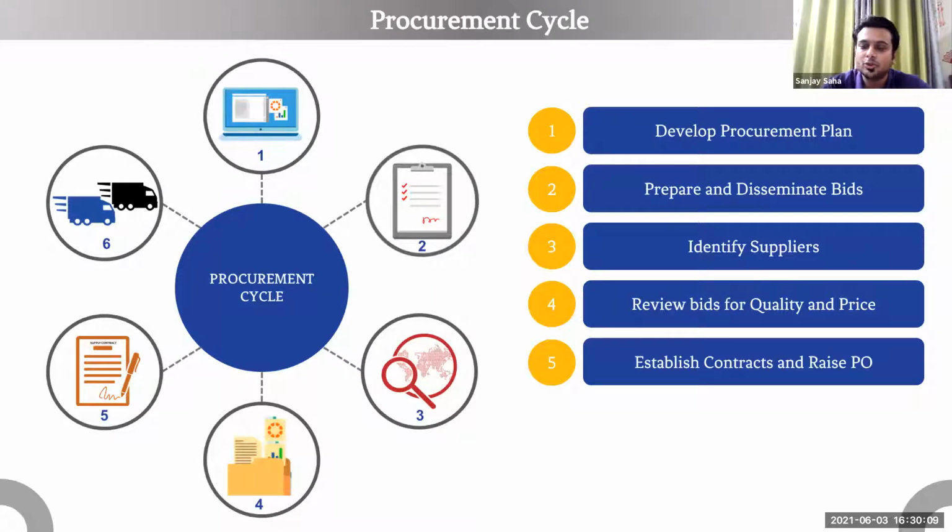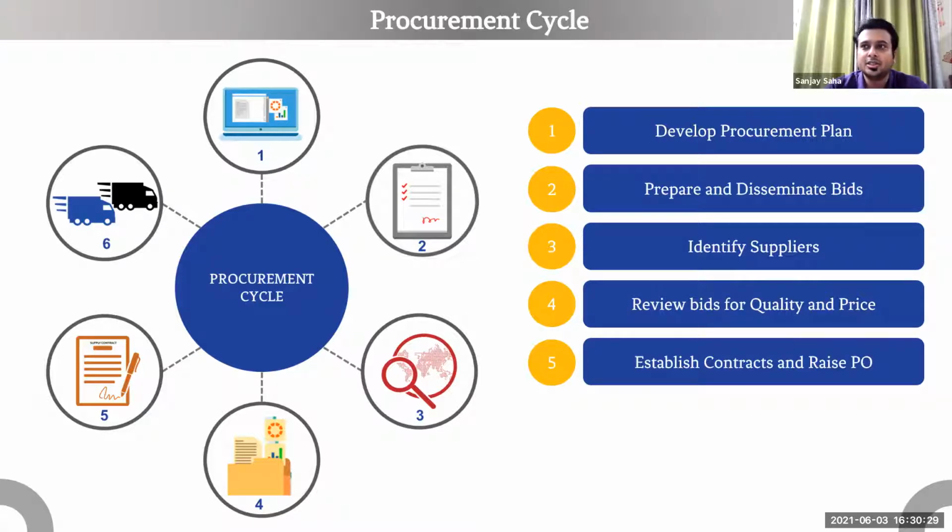So what we do is we look at the quality first. From there we make a first level of selection, and then from whoever is qualified in terms of quality, from that lot you look at the lowest price. Okay, so that's how you can also do your bid evaluations.